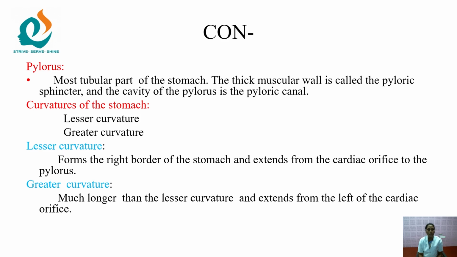Then the pylorus is the most tubular part of the stomach. Its thick muscular wall is called the pyloric sphincter, and the cavity of the pylorus is the pyloric canal. Then the curvatures of the stomach. The lesser curvature extends from the cardiac orifice to the pylorus. It is present on the right side of the stomach, the right border of the stomach.